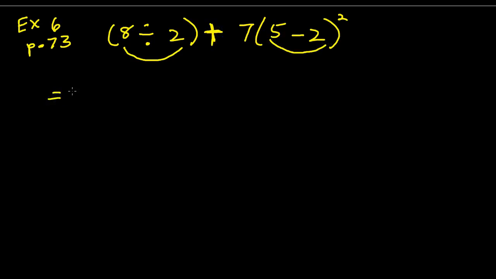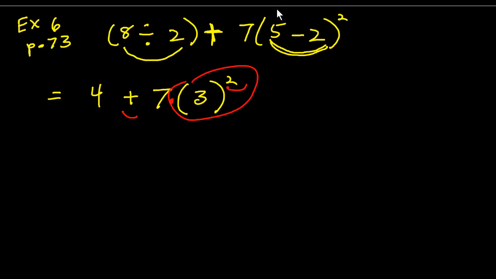So I don't insist that you write a new line for each and every step. On some of these problems you'd be here all day. So let me do 8 divided by 2 first, and that's 4, plus 7 times 5 minus 2 is of course 3, and don't forget it's 3 squared. All right, so here I've got now an addition, a multiplication, and an exponent going on here. Of course, the exponent gets done first, so I'm going to do 3 squared first.